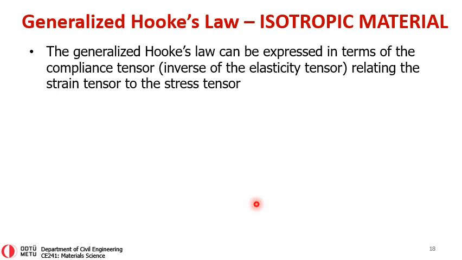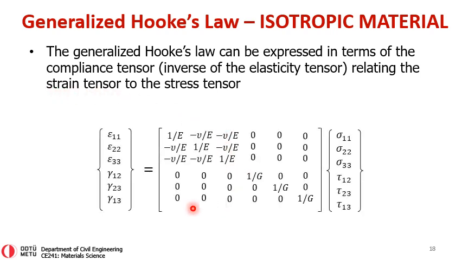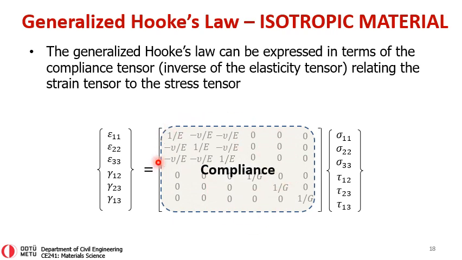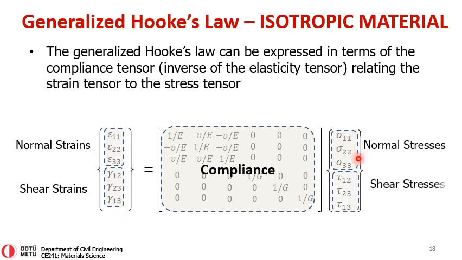So the generalized Hooke's law can be expressed in terms of a compliance tensor, which is the inverse of the elasticity tensor. Therefore, we can now relate strains to stresses. So strains are related to the stress through what's called a compliance tensor. If we know the material properties E and nu, then we can calculate the strains knowing these stress components. So that's what the compliance tensor tells us. Again, remember, normal strains, shear strains, and normal stresses, shear stresses.